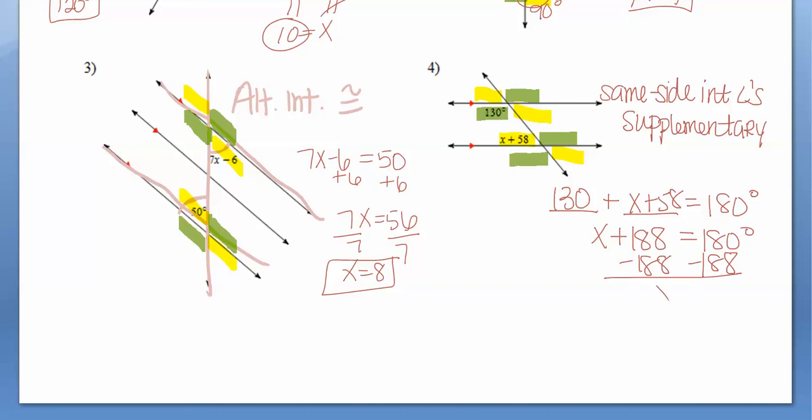And if you're freaking out right now because we're getting a negative, that's okay. The variable can be negative, the angle cannot. If we plug the negative 8 back in, you get negative 8 plus 58, which is 50 degrees, which is positive. And that makes sense. If this is 130, then that's 50 degrees.